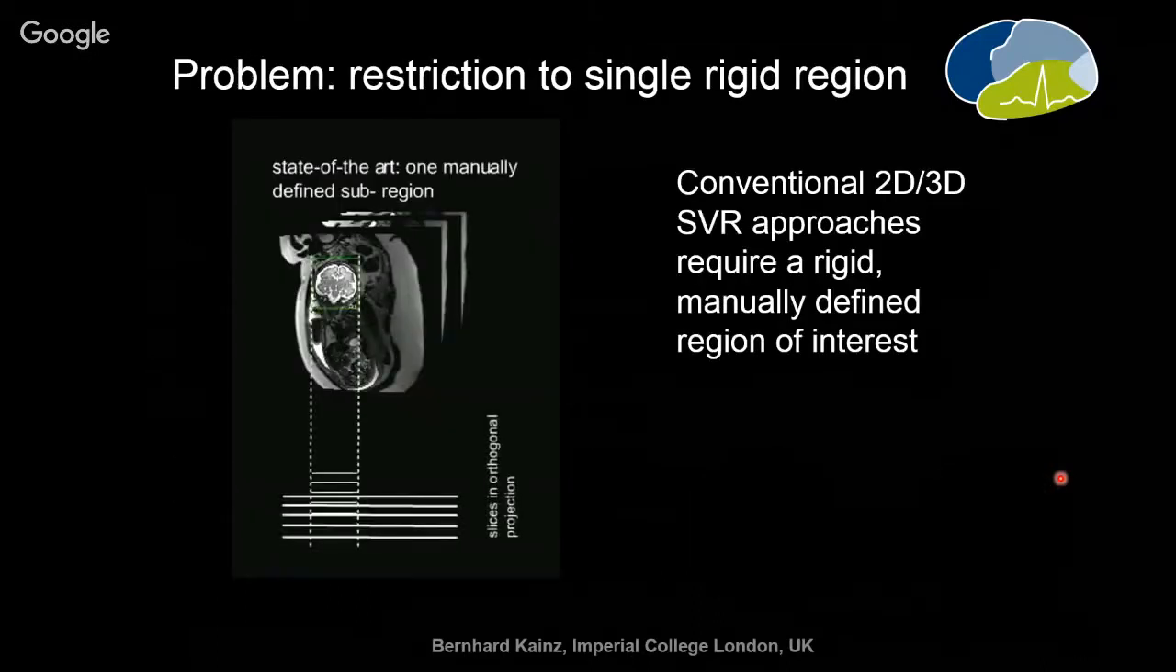So, as I said, we are currently restricted to just rigid subregions of the area of the fetus which you can reconstruct. And this is quite a limitation because you need to do some manual registration, which is cumbersome, lots of work, expensive, and so on. So that's why we recently developed another method.